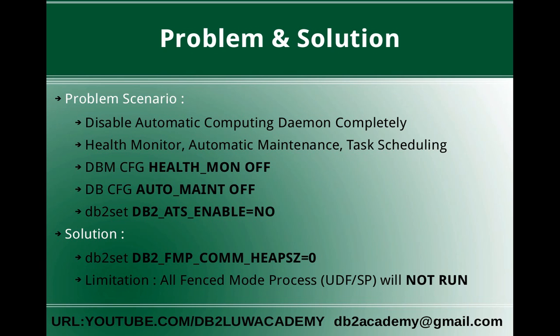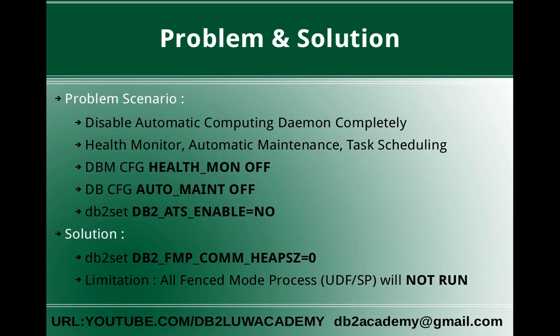So first, what is an automatic computing daemon process? It is actually db2acd. If you look in the process list, the name will be db2acd. It will be running under the root user. It is responsible for three main functionalities: one is health monitor, another one is automatic maintenance, and another is task scheduling.